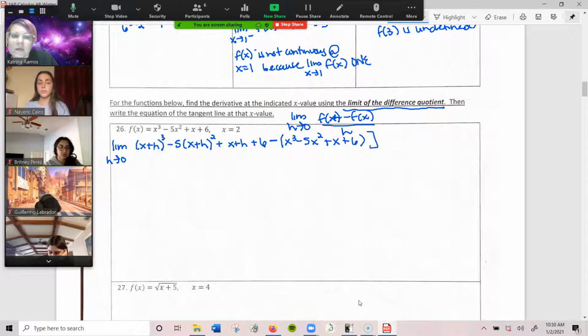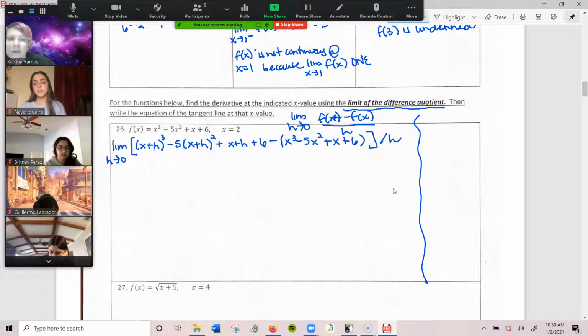And everything here, I'm going to do this to save some space, is all over h. Now we have to do all of this algebra. So we have to distribute the x plus h to the third. You've got to multiply everything out. Just to save on space, I'm going to do it off to the side. Okay, so x plus h times x plus h times x plus h.